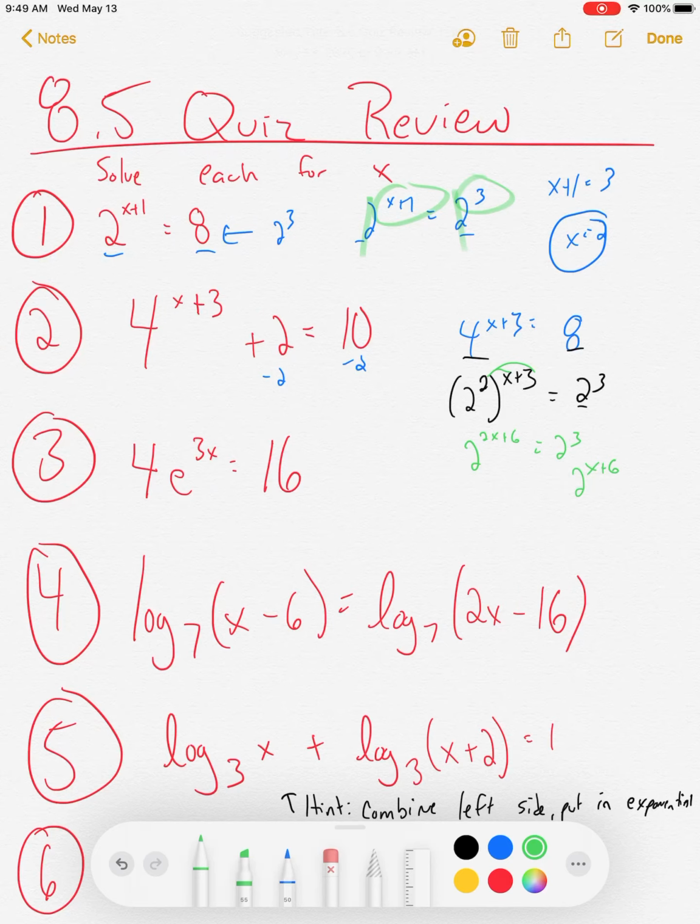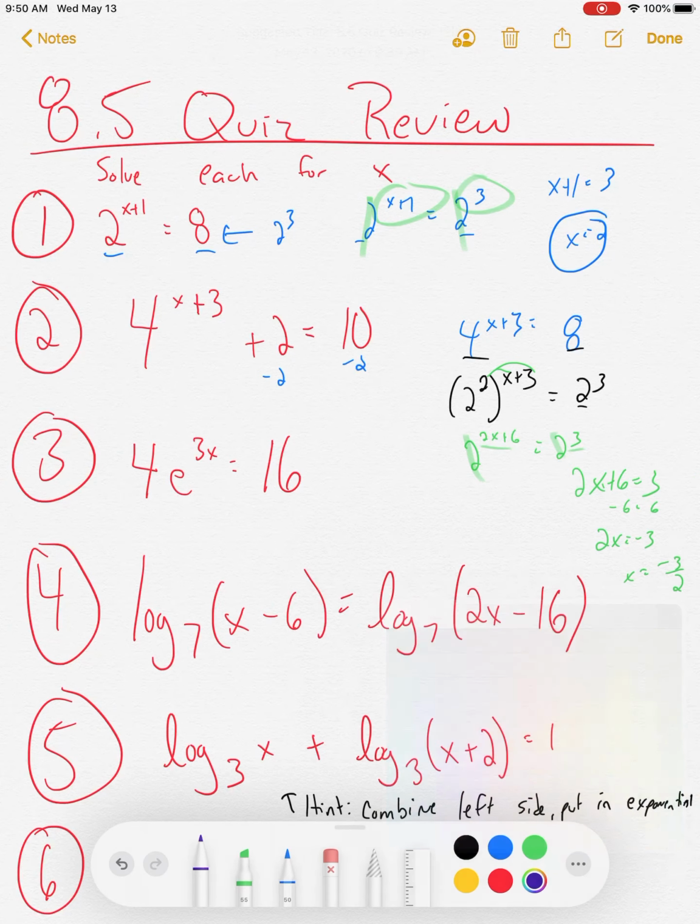Okay, 2x plus 6 equals 3. Again, I have the same base, so I can set the exponents equal. Now just solve for x. Minus 6, minus 6, 2x equals negative 3, x equals negative 3 over 2.